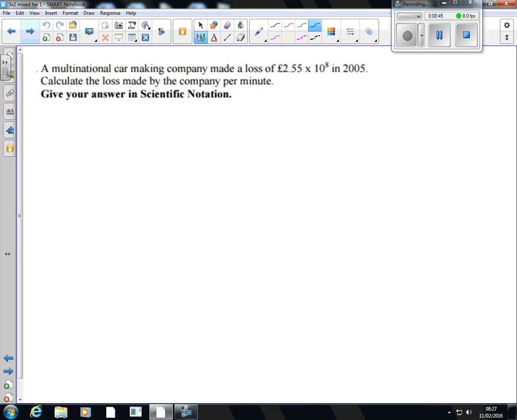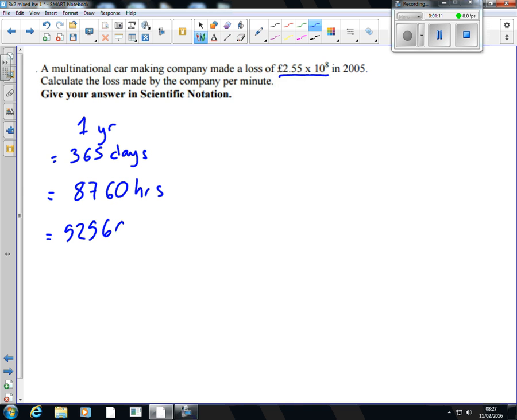The first thing here is we know that amount is for the whole year, and we want it per minute, so we need to know how many minutes are in a year. So 1 year is equal to 365 days. If we times that by 24, that's 8,760 hours. And if we times that by 60, it's 525,600 minutes in a year.